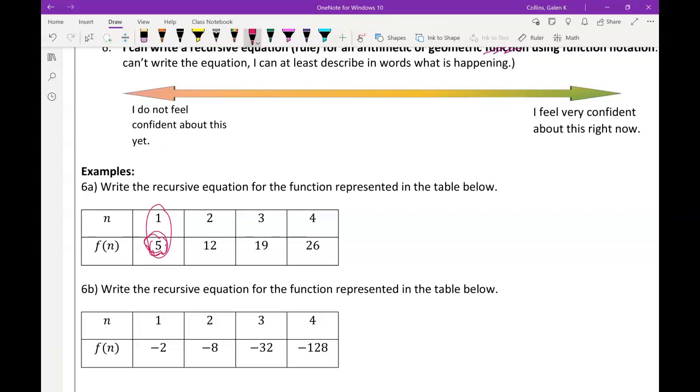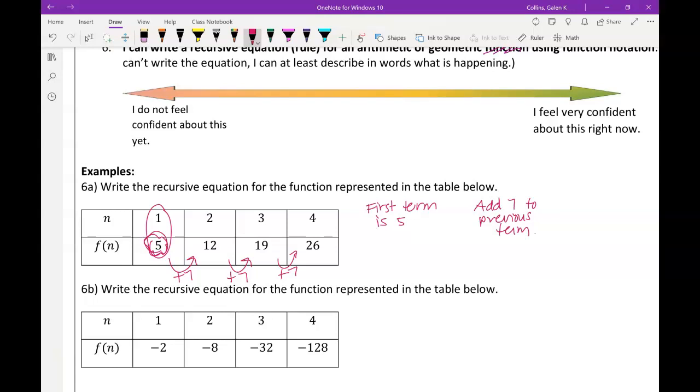And then I notice that from 5 I'm adding 7, and I deliberately use the same tables as I used up above. So I'm adding 7 each time. So I'm going to maybe say that. I'm going to say my first term of the sequence is 5, and then I'm going to add 7 to the previous term. Okay, I'm going to put a pin in that for just a second.